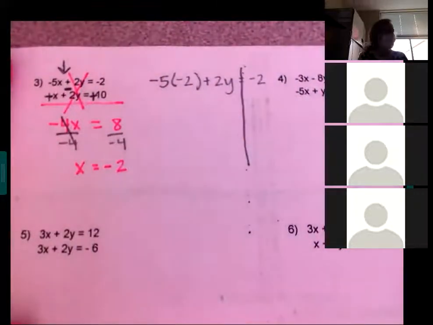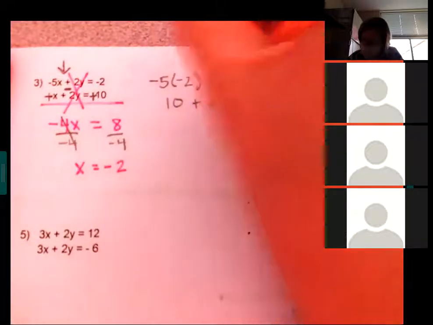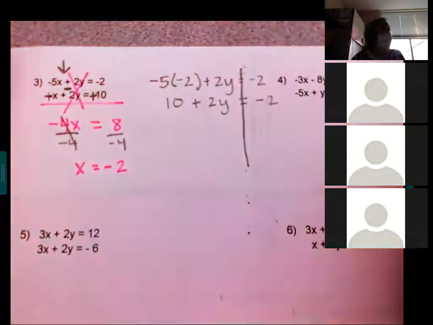Are we okay? Okay. Parentheses first. What's negative 5 times negative 2? Good. Jay, you okay back there, babe? You got quiet. You like this way better? I thought so.